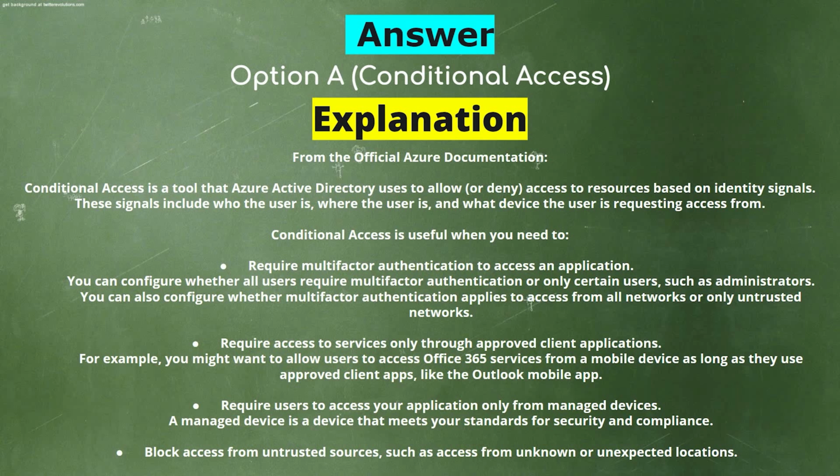Number 2. Require access to services only through approved client applications. For example, you might want to allow users to access Office 365 services from a mobile device as long as they use approved client apps, like the Outlook mobile app. Number 3. Require users to access your application only from managed devices. A managed device is a device that meets your standards for security and compliance. Number 4. Block access from untrusted sources, such as access from unknown or unexpected locations.